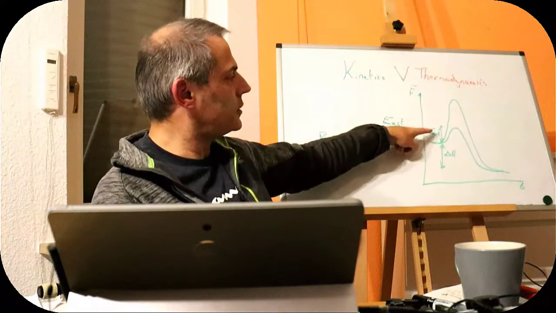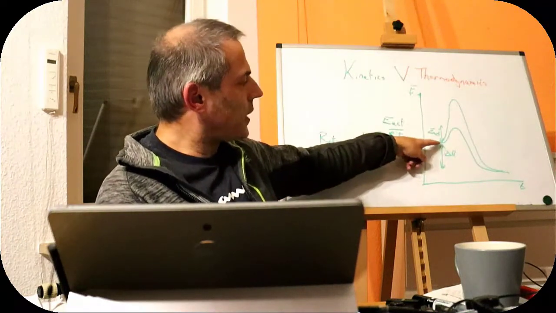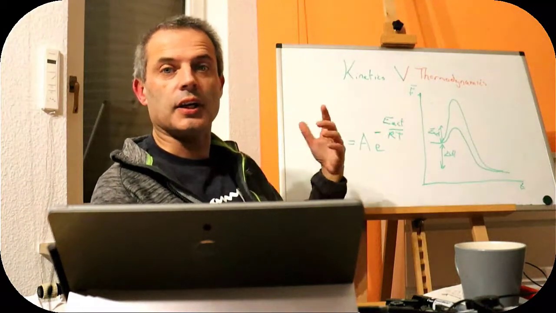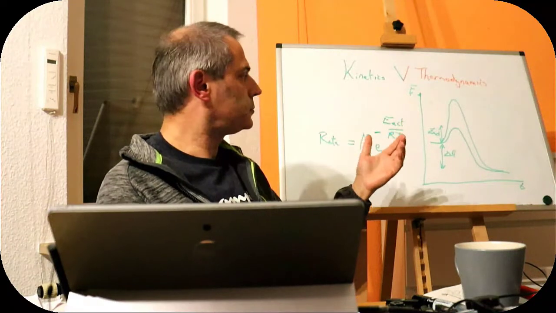And we can label the things on here. This is the activation energy up to the top of the peak, and this is delta H, the energy that we get out of the reaction, the heat energy that we get out of the reaction from the Gibbs free energy equation.